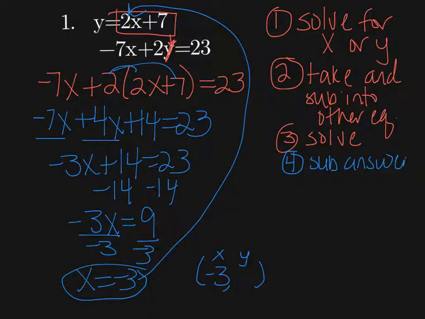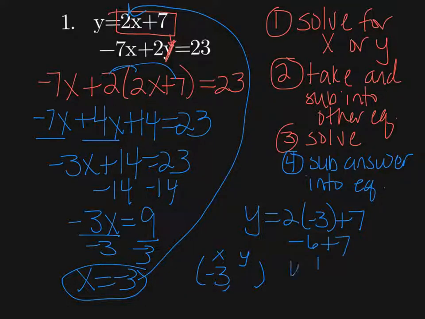You're going to sub the answer into an equation. Now you can actually sub it into any equation, either one, but the one that you put a box around is always the easiest one. Okay. So now I have y equals 2 times x, and I know that x equals negative 3, plus 7. So 2 times negative 3 is negative 6, plus 7 is 1. So y equals 1. So I'm going to put that in place of the y, and there's my answer.